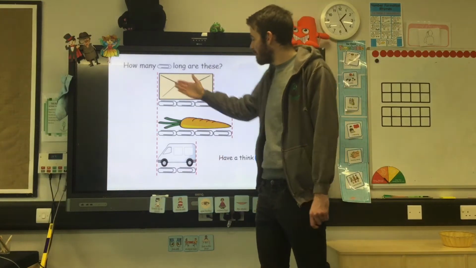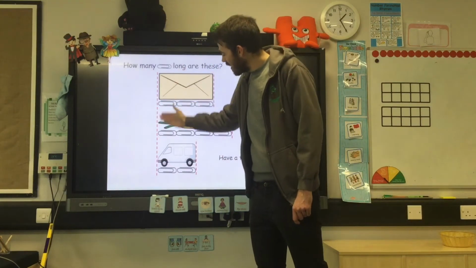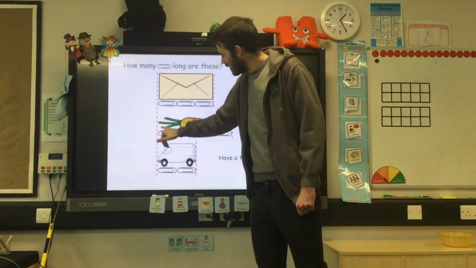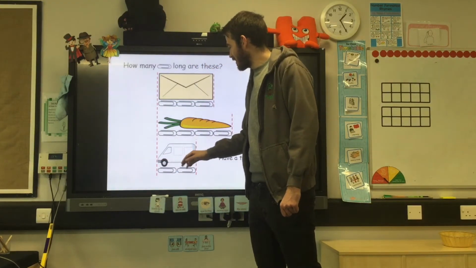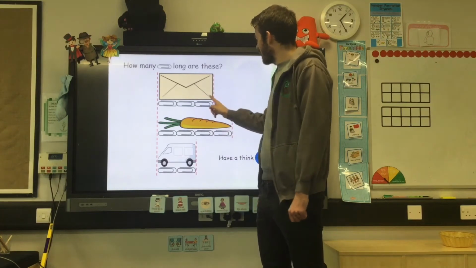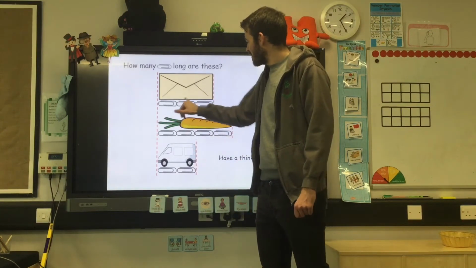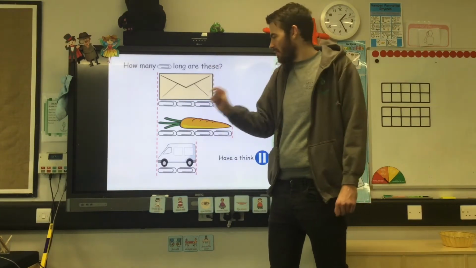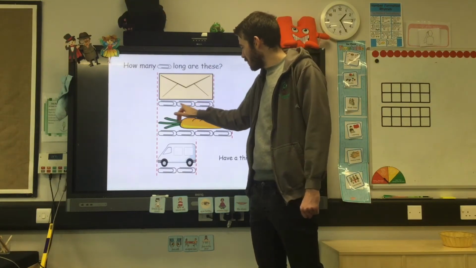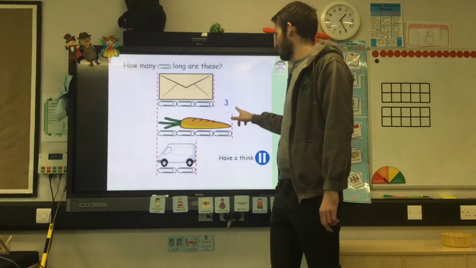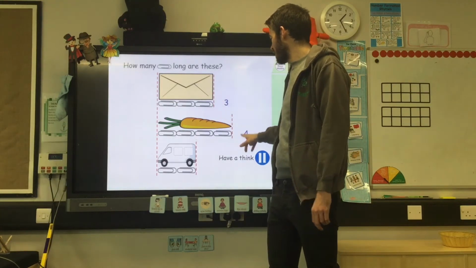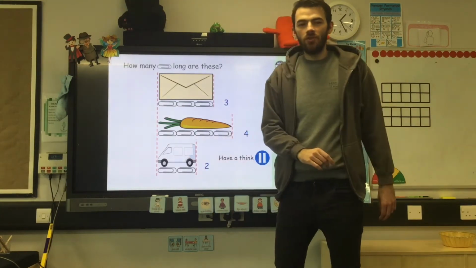Now we can see when they're measured, they are right next to the end. They're not over this way, they're not in the middle of it. And we can see they're measured all the way to the other end. And there is no, or a very tiny gap, as small as possible, in between, so that we've got them right next to each other. Okay, so we've got 3 paper clips, 4 and 2.